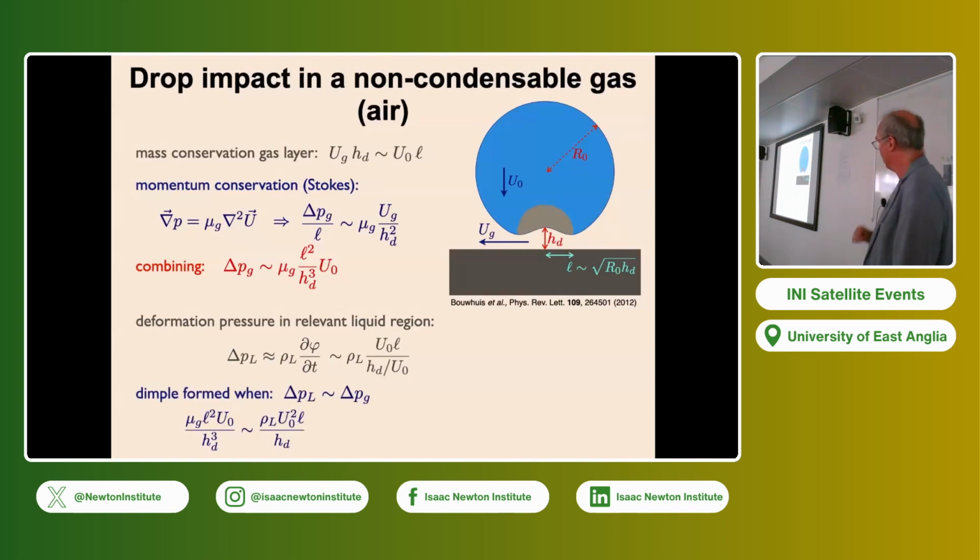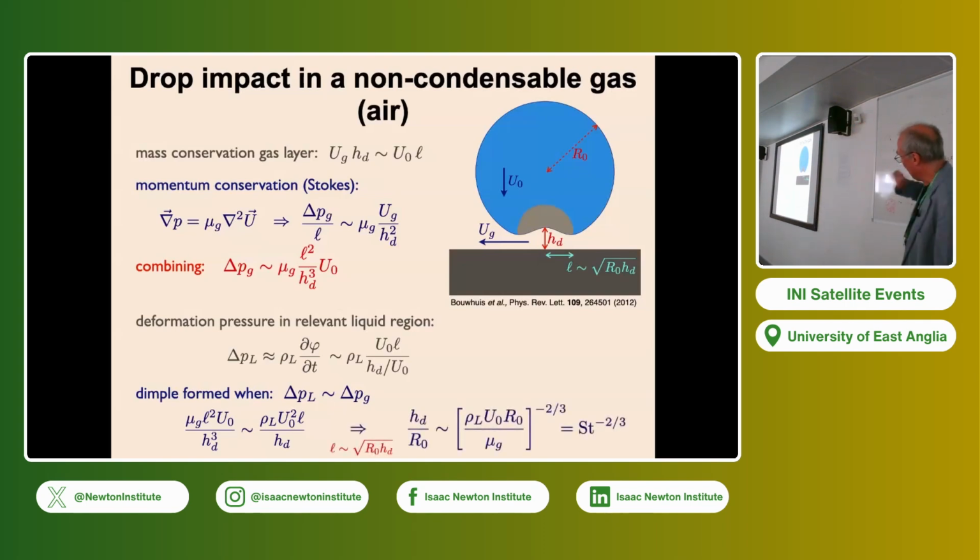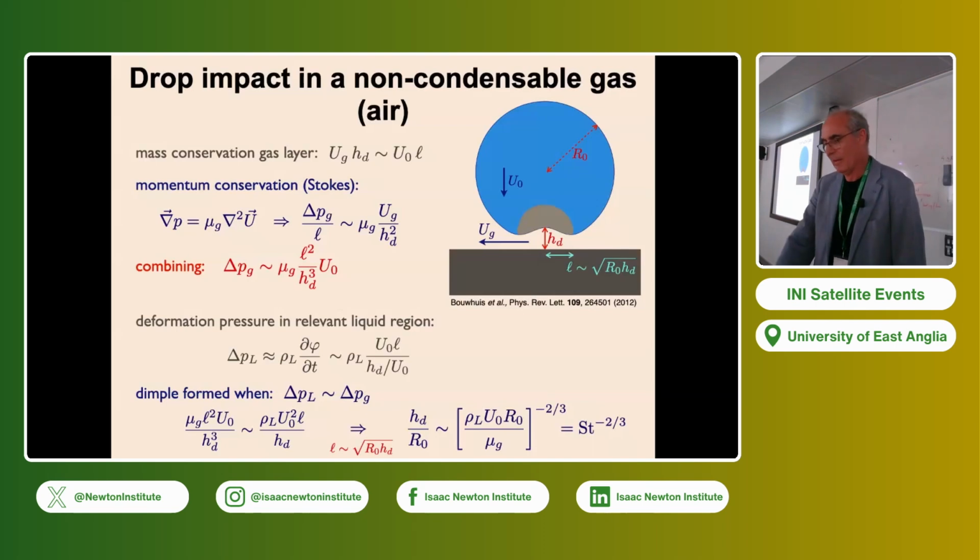basically a relation between the dimple height h_d, non-dimensionalized with the radius of the droplet, as a function of the other parameters, which then gives you the famous h_d over R_0 goes as Stokes to the minus 2/3 law.